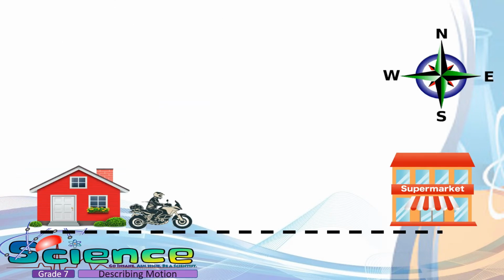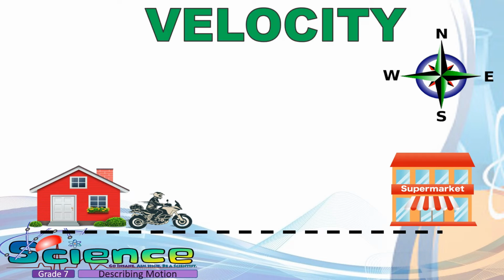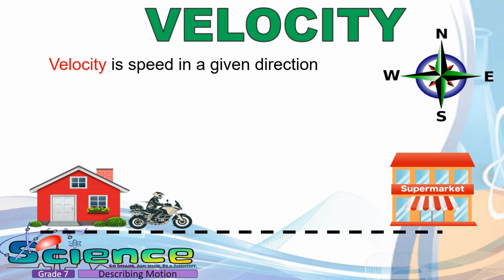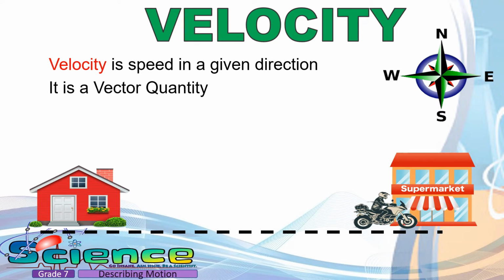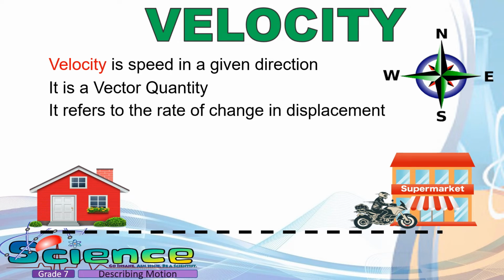When direction is associated with speed, you will have a new quantity known as velocity. Thus, velocity is defined as speed in a given direction. That gives us an idea on how fast an object is moving and in which direction. It is a vector quantity. Velocity refers to the rate of change in displacement. Velocity uses the concept of displacement rather than the distance traveled, and time.